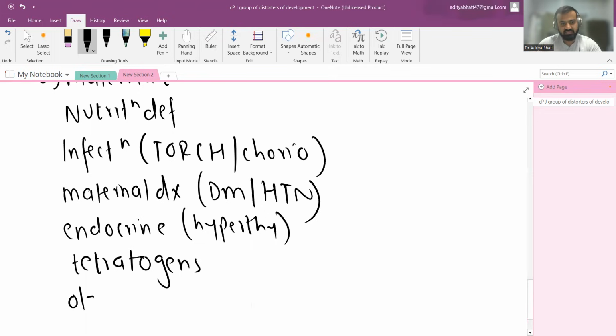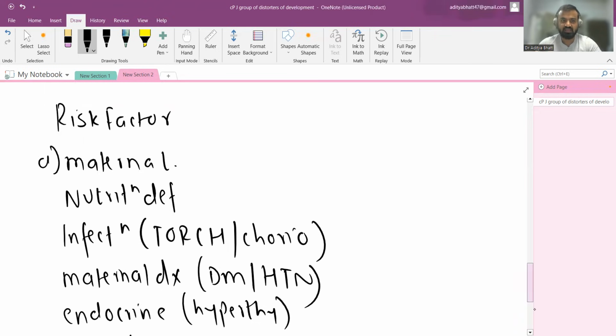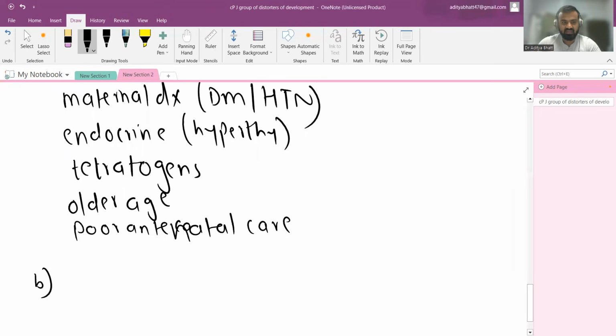Then older age is associated with worse prognosis. Older age and poor antenatal care. And it includes poor antenatal care. Also includes poor socio-economic status. So these are the maternal factors. Now, what are the second perinatal factors?